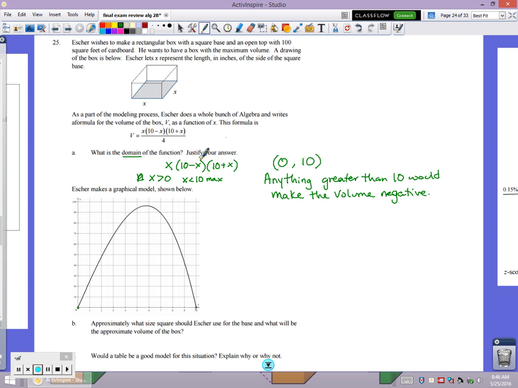All right, Escher makes a graphical model shown below. Approximately what size square would Escher use for the base, and what will be the approximate volume of the box? Okay, well he wants to maximize the volume of the box. So the highest peak point on this graph looks about right there. So I'm going to go down here, and this is really hard to see on this board. But I can see it on my paper that it's 5. It's closer to 6 than it is to 5. So I'm going to say like 5.6, 5.7, maybe 5.8. It's a little hard to see. So we're going to say about 5.8.